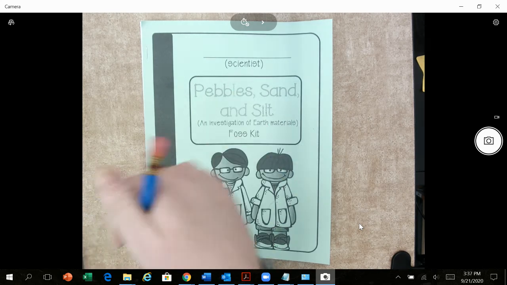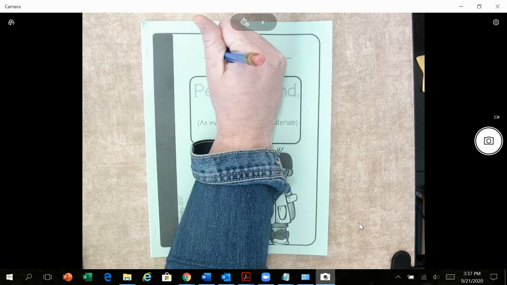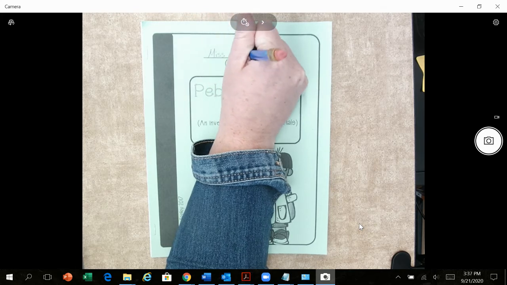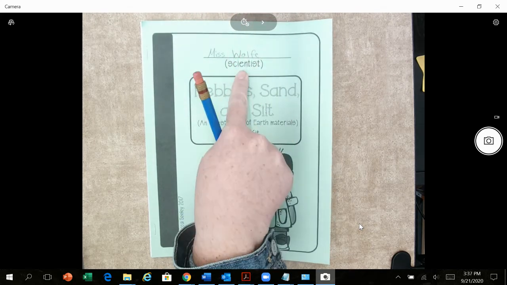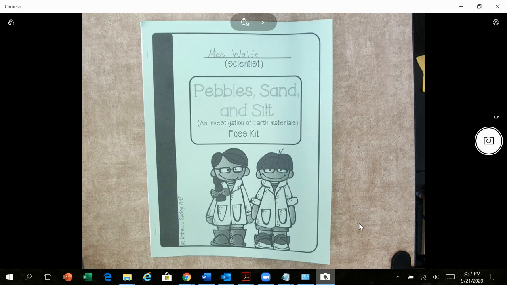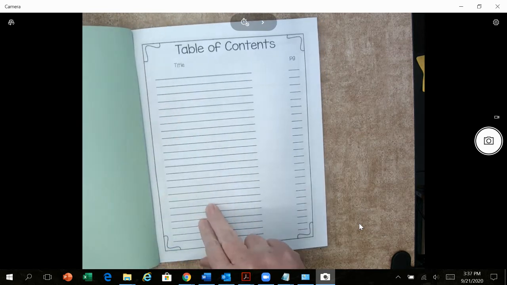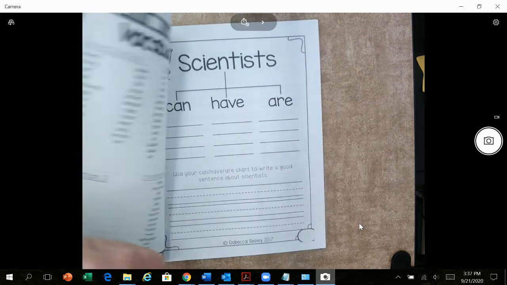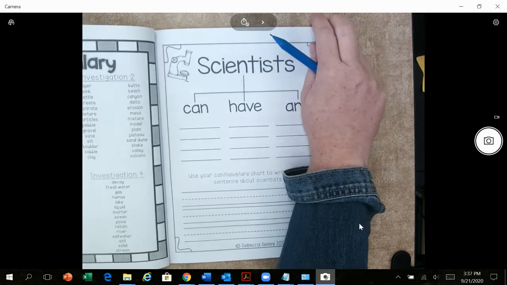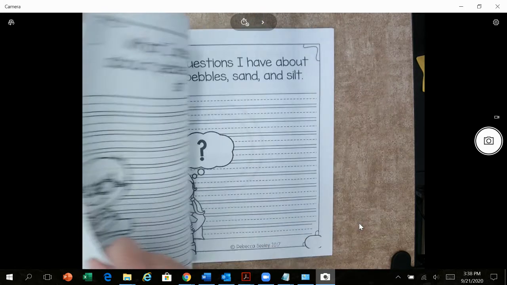So I'm going to write my name because I am the scientist. I want you guys to write your own names on yours because you are also scientists. I want to remind you that these notebooks will need to come back to school when we come back to school so we can continue our science investigations. So, if we open it up, our first page is a table of contents. We're going to kind of wait on this. And we have vocabulary, and we have a scientist can have an R.